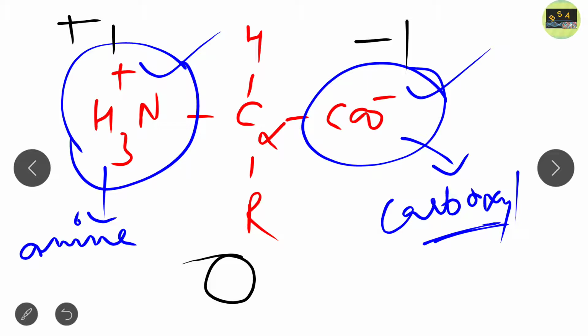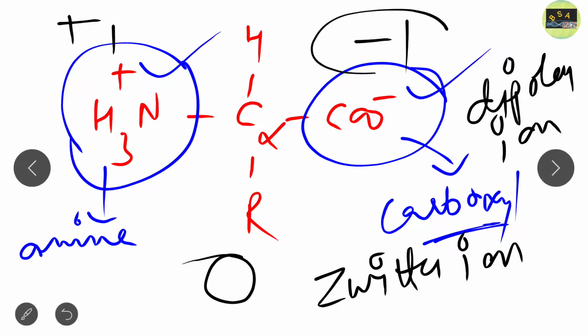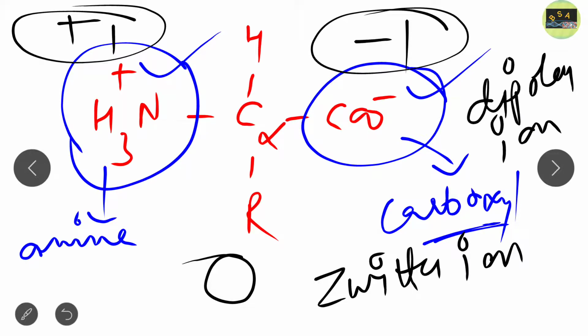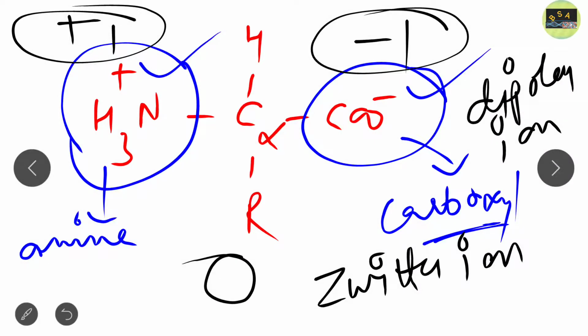And remember one point: at a specific value of pH, which we call the isoelectric point, every amino acid exists as a dipolar ion. So we can call this structure a Zwitterion, or a dipolar ion. Why dipolar ion? Because it contains both positive as well as negative charges. At this point you can say that pH is equal to pI.